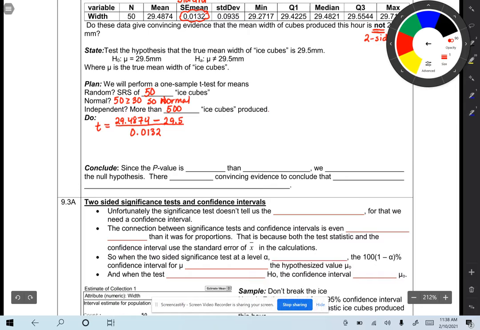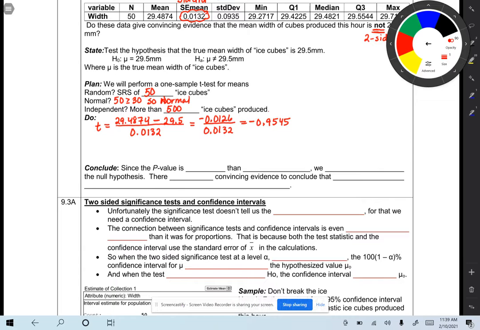And you could have just done 0.0935 divided by the square root of 50 gives you the same thing. But if it helps you, do it that way. So the numerator is negative 0.0126. Denominator is 0.0132. That gives me a t-statistic of negative 0.9545. Now notice this is a two-sided test.